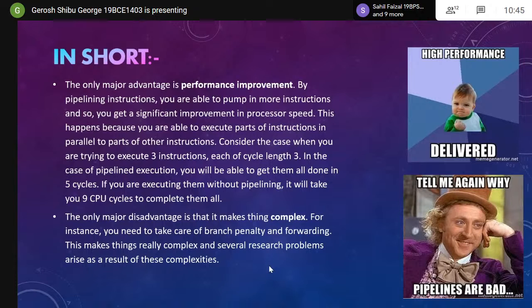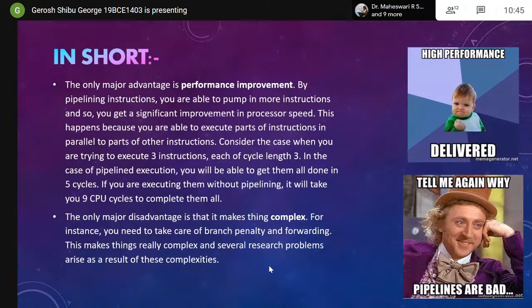Consider the case when you are trying to execute 3 instructions, let's say each of cycle length 3. In the case of pipeline execution, you will be able to get them all done in 5 cycles. But if you're executing without pipeline, then it will take 9 CPU cycles to complete them all. We can see from that image also that high performance is delivered. So definitely, the performance improvement is a major factor.